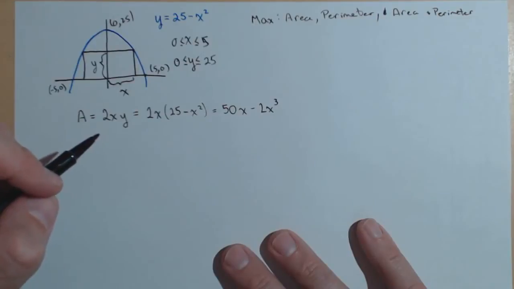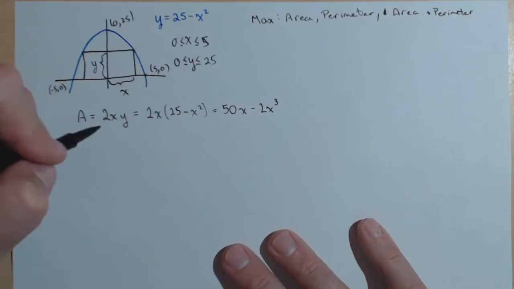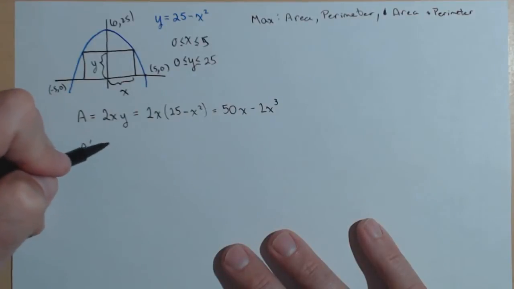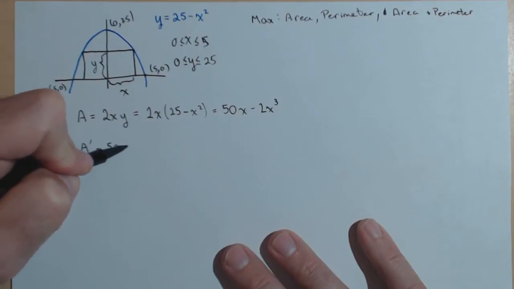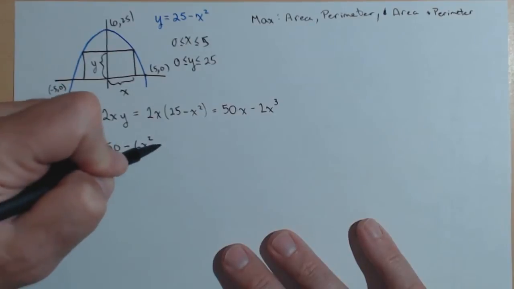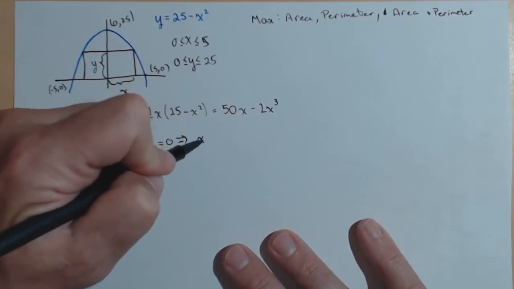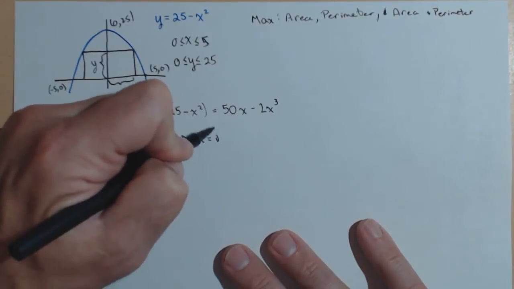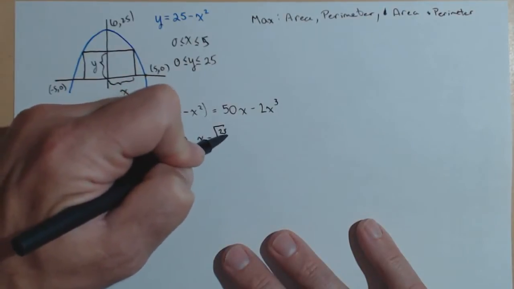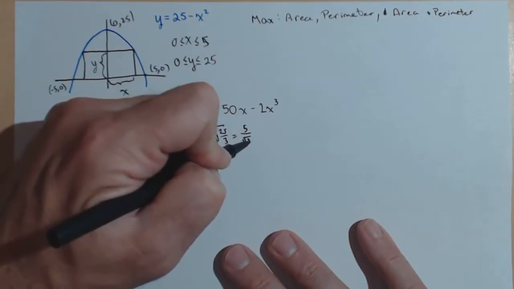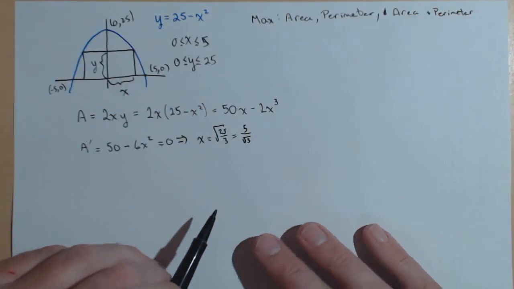Alright, so now we're going to do the derivative and see what we got. So A prime equals 50 minus 6x squared. Set that equal to 0, and you're going to get that x is the square root of 25 over 3, or 5 over rad 3. I'm not too worried about rationalizing the denominator.